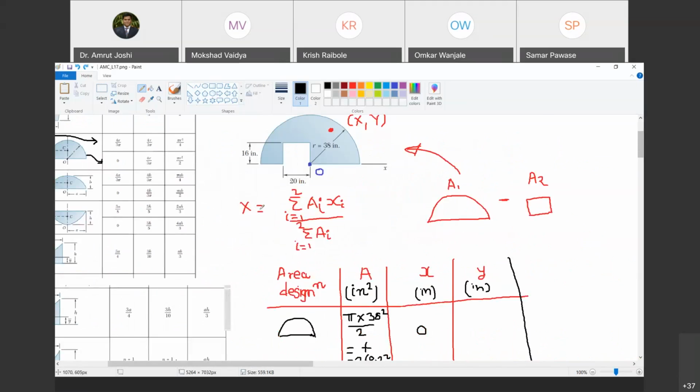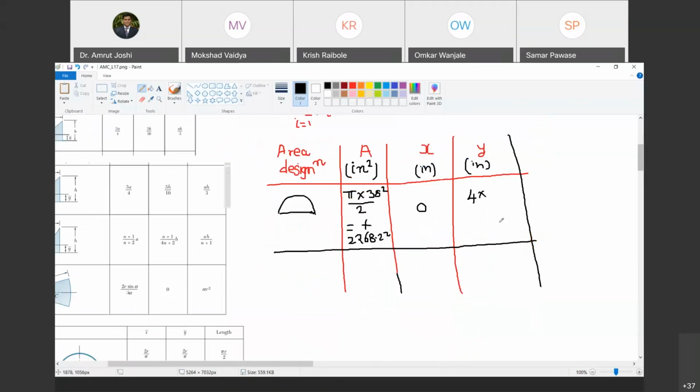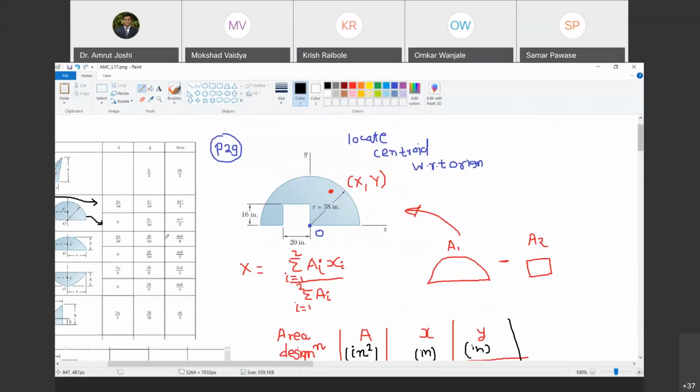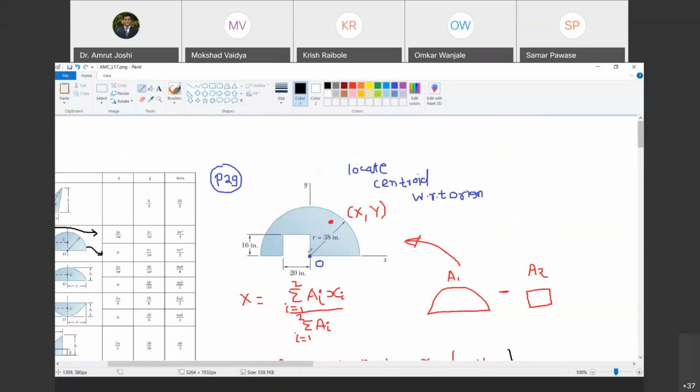So now what is y? 4r by 3 pi. Do you agree with me? R is 38. 4 into 38 divided by 3 pi. Are you with me? Yes, sir. So 3 into pi. Can you tell me how much is this value? And I will treat this as positive because it is in positive y direction.